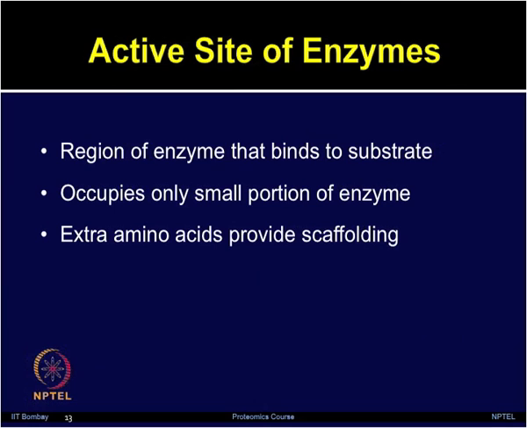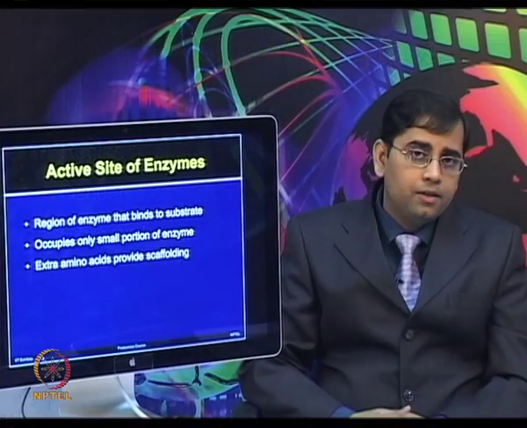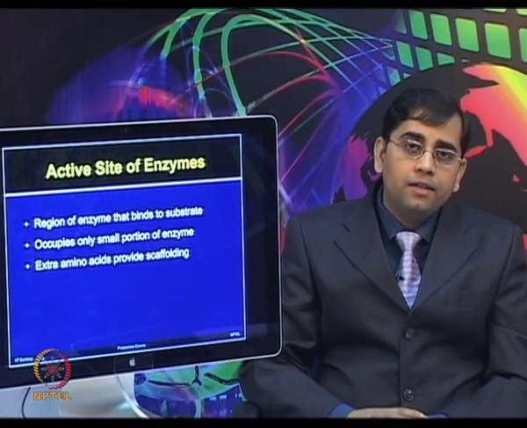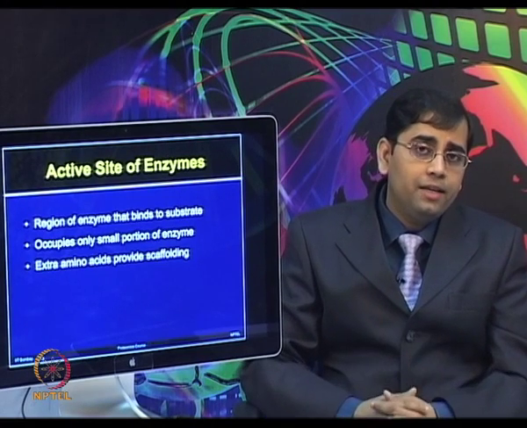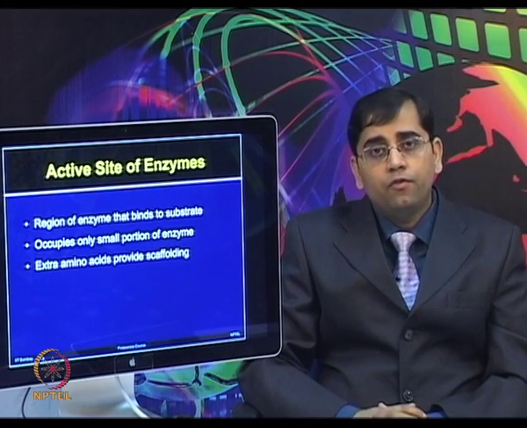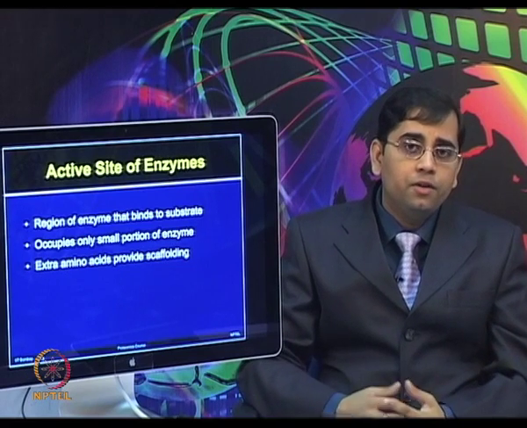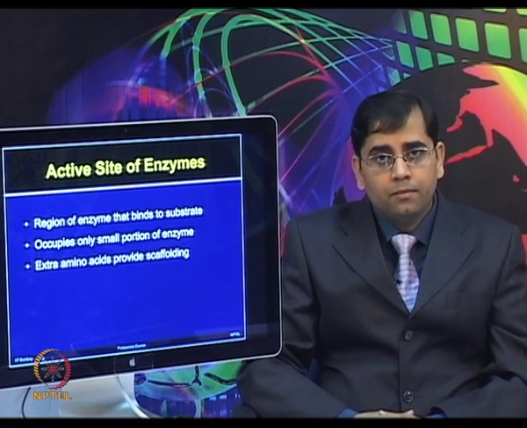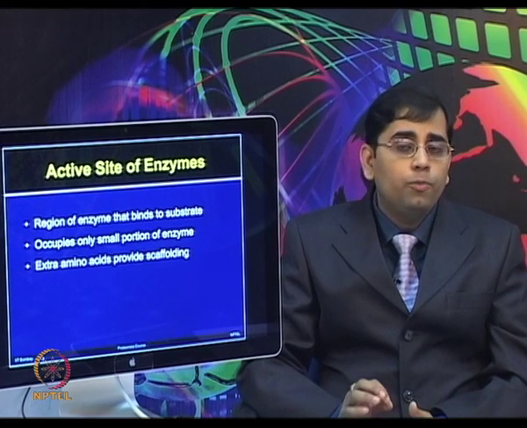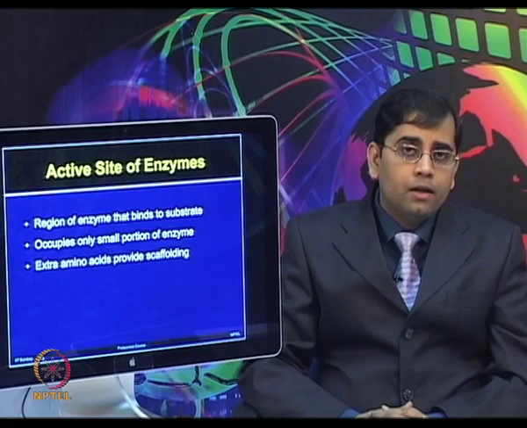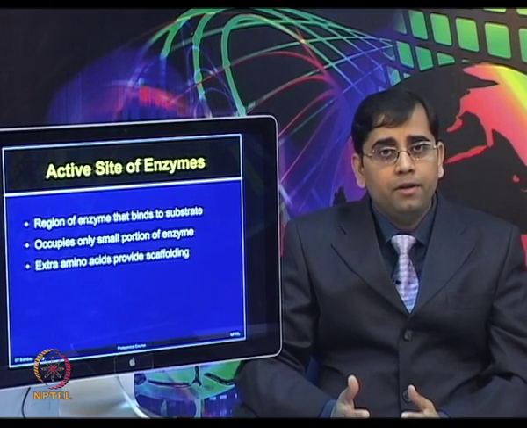So, what is the active site? The active site is a region of the enzyme that binds to the substrate. It provides a three-dimensional cleft. It is formed by amino acids from different parts of the sequence. So, it is not necessarily only the residues in that pocket that form the active site; they can be from different regions of a given protein. They occupy only a small portion of the enzyme, and some extra amino acids help in scaffolding.